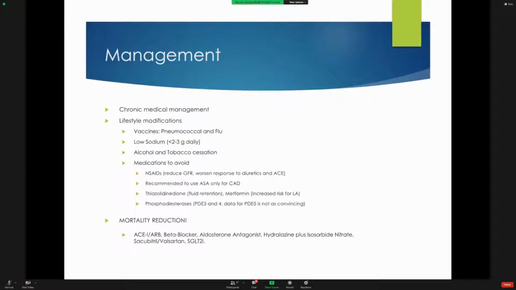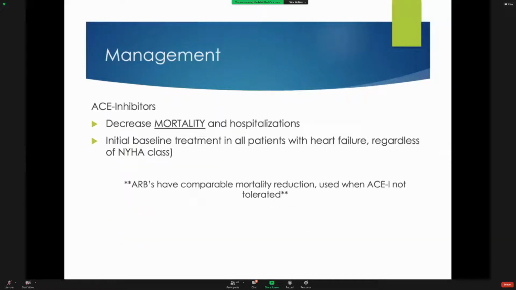And we'll come to the medications that reduce mortality, like ACE inhibitor or ARB, beta blocker, aldosterone antagonist, hydralazine plus isosorbide dinitrate. Also, we have sacubitril valsartan, we call it ARNI, and SGLT2 inhibitor for mortality reduction in patients with heart failure. So ACE inhibitor reduces mortality and hospitalization based on randomized clinical trials. We have to start all patients with heart failure on ACE inhibitor regardless of their New York Heart Association class.